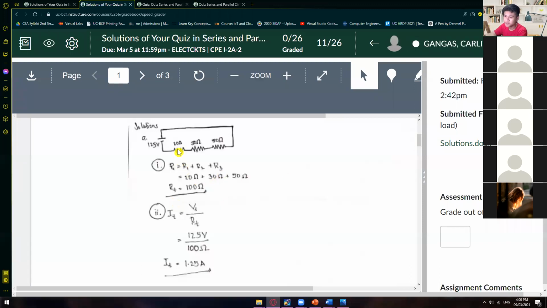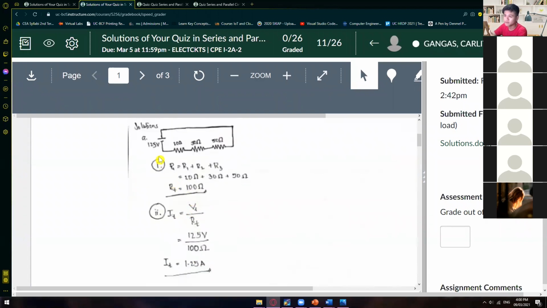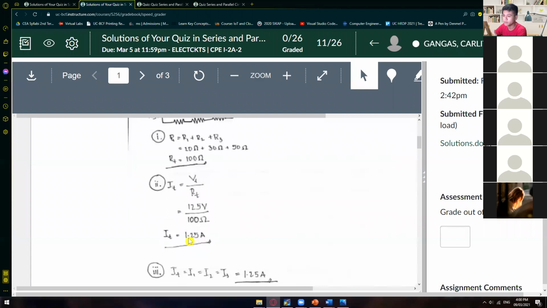So for the R total, just add everything. Okay. We're in 20 plus 30 plus 50 will give 100. For the I total, of course, just use the formula V divided by R total. So whatever is your voltage source, write it as your V total, and then the R total is 100. So 125 divided by 100, you'll get 1.25 amps.